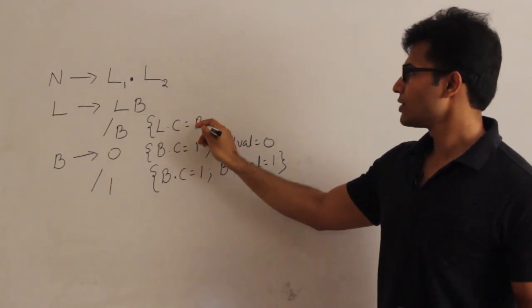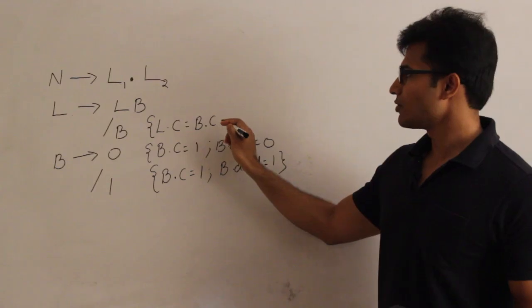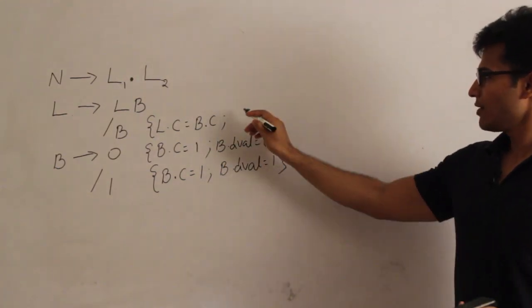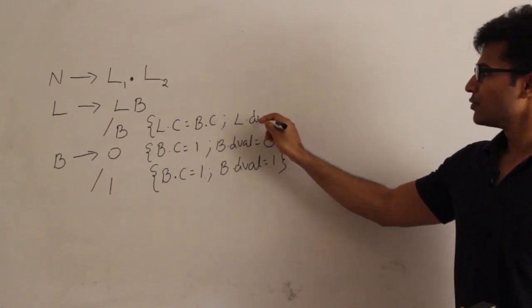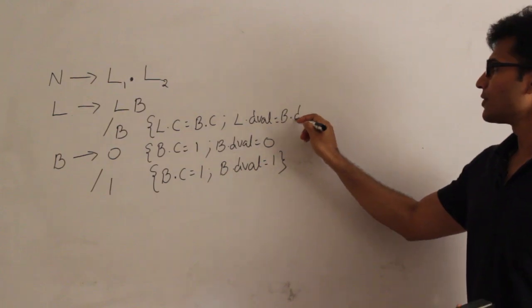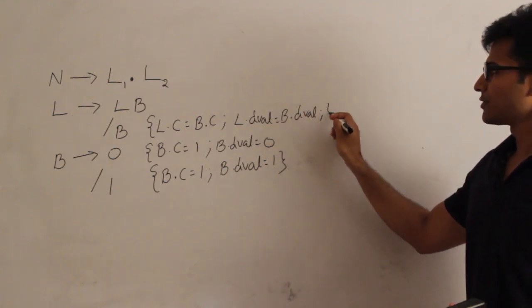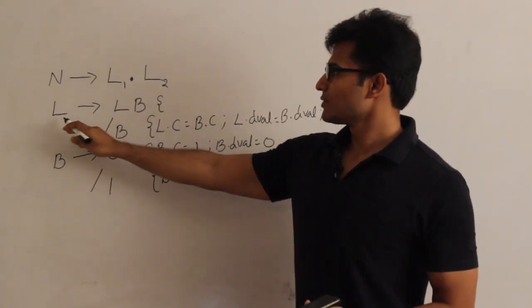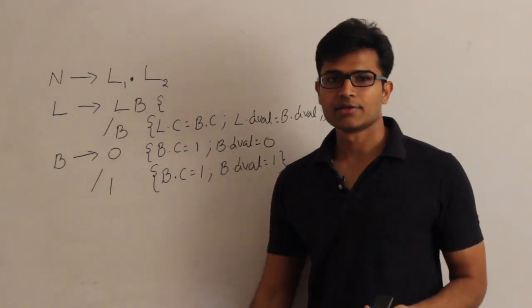You can write it as bit dot count. Anyways, bit dot count is going to be 1, and L dot decimal value equal to whatever was the b's decimal value, that we are going to write here. Now there are two L's. One L is on the left side and one L is on the right side.